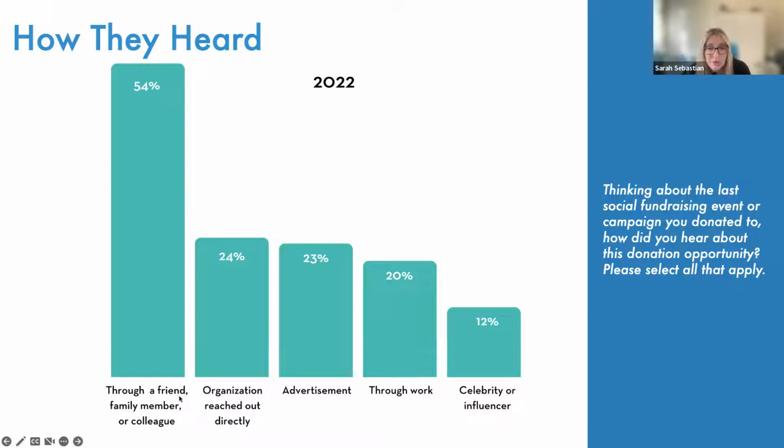Outreach directly from an organization, advertising, and hearing about opportunities through work were all pretty close, falling in the 20 to 24% range. And this is the second year we tracked celebrities or influencers as one way donors heard about donations, and 12% said that's how they heard about a social giving opportunity, the same as in 2021.